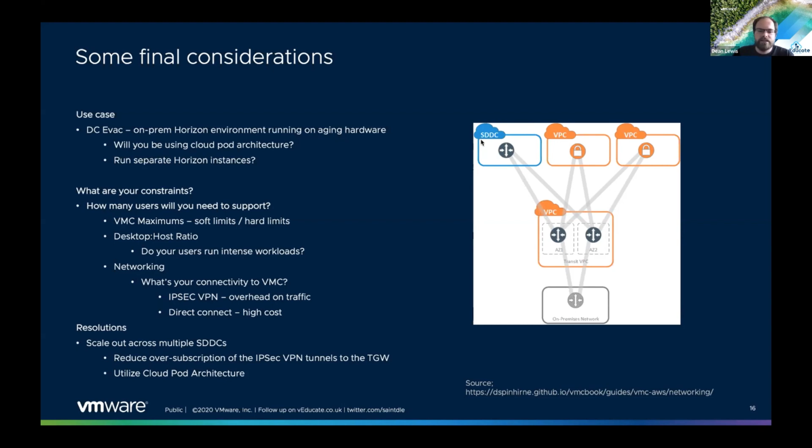But when we look at the SDDC itself, if we're hitting limits in terms of VPN tunnels and overhead, then we can easily alleviate that by spanning out into multiple SDDCs, because then we have separate VPCs that we can connect to and run those VPN tunnels over. At the same time, if you're spread out in multiple SDDCs, you can also spread that load in terms of users and get a better desktop to host ratio across multiple clusters in different SDDCs.